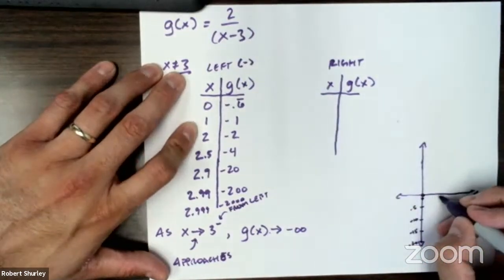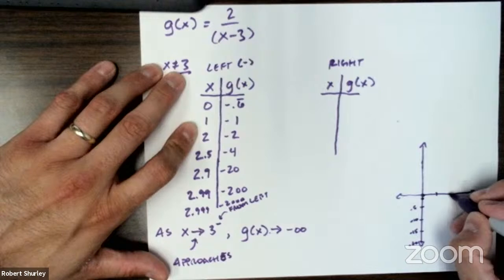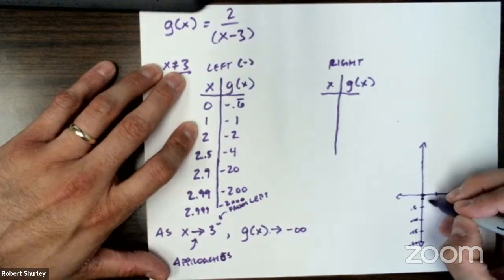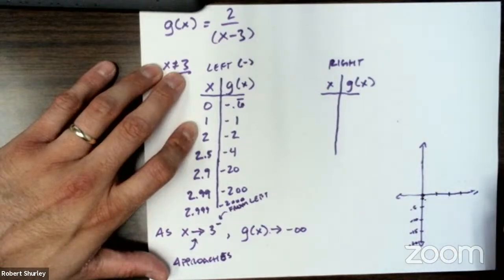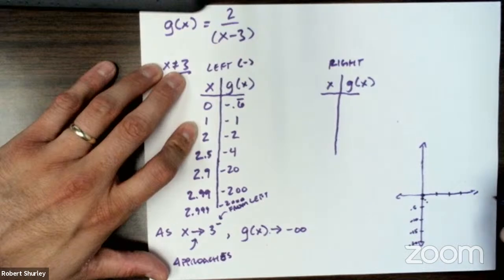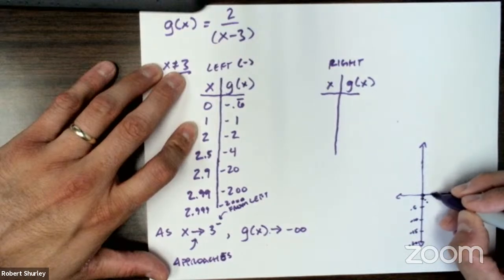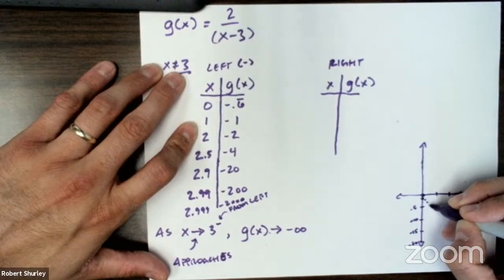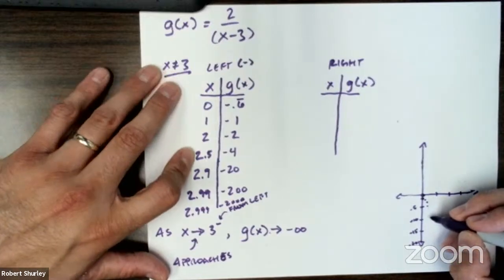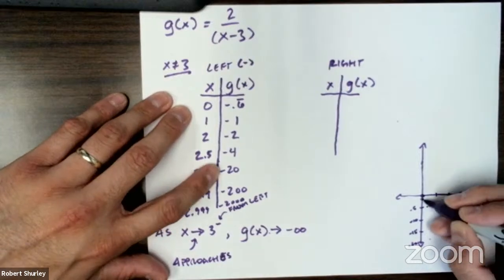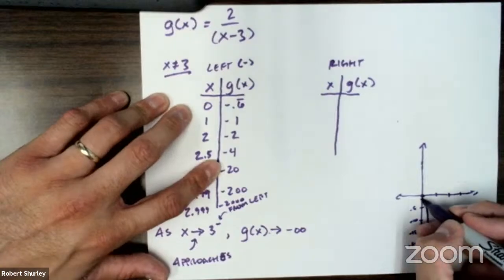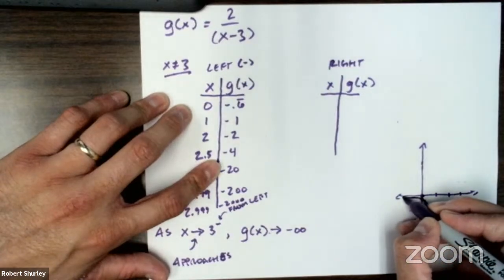At 1, so if we're going by 5s, I shouldn't go by 5s on this side, but that's okay. At 1, we're at negative 1, so about right there. At 2, we're at negative 2, about right there. But then at 2.5, we're at negative 4. At 2.9, we're at negative 20. Boom. I mean, it dropped off fast. I'll tell you, if you want to look at the graph, it does something like this.